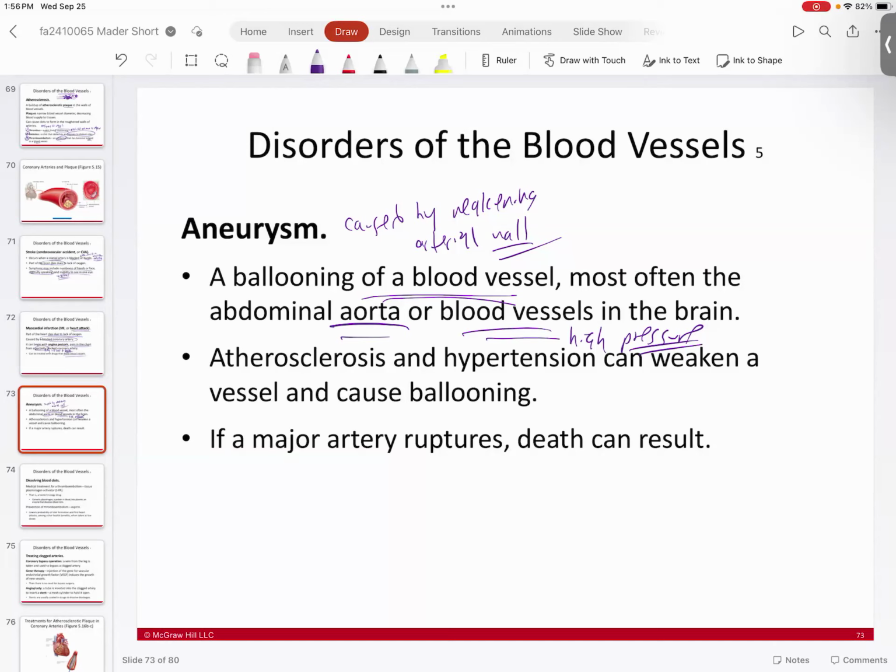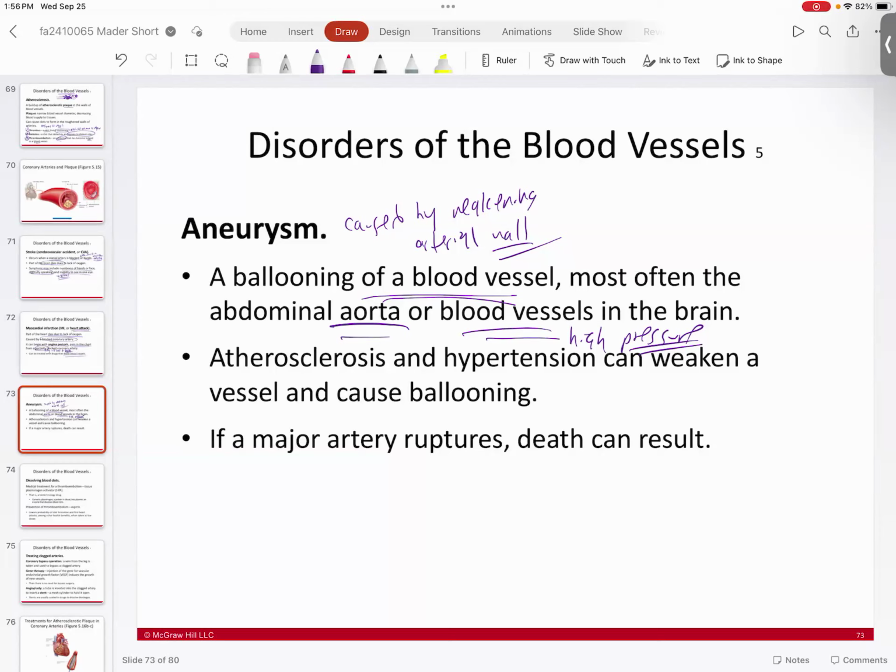Because they are the high pressure vessels, the aorta, whether it's the arch or the thoracic aorta or the abdominal aorta, it doesn't matter, anywhere along there. We had some patients that had an aneurysm of their abdominal aorta, slight swelling there, and they had to be monitored. They had to routinely come in to have that checked.